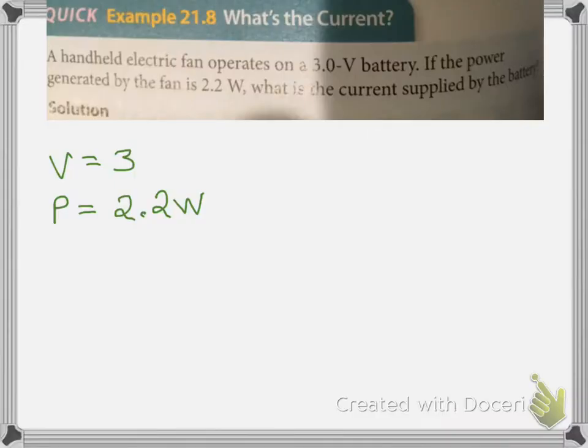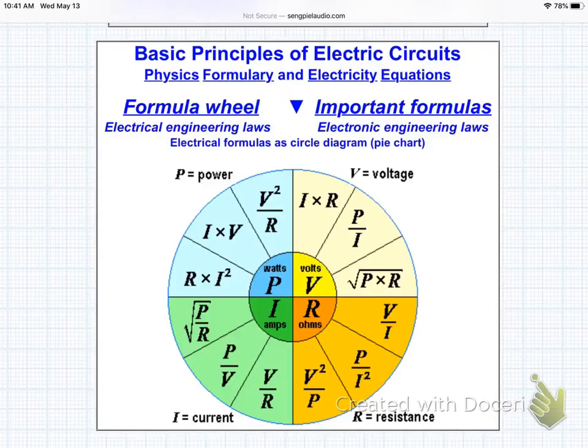All right, so in this particular problem, we have 3 volts and a power of 2.2 watts, and they want us to find the current. So we're looking for I, which is current, and we know V and P. So if you go back to your wheel of formulas and go to the current section, I'm looking for current, which is I, and I know P and V. So I'm going to want to use this formula right here. I is equal to P divided by V.